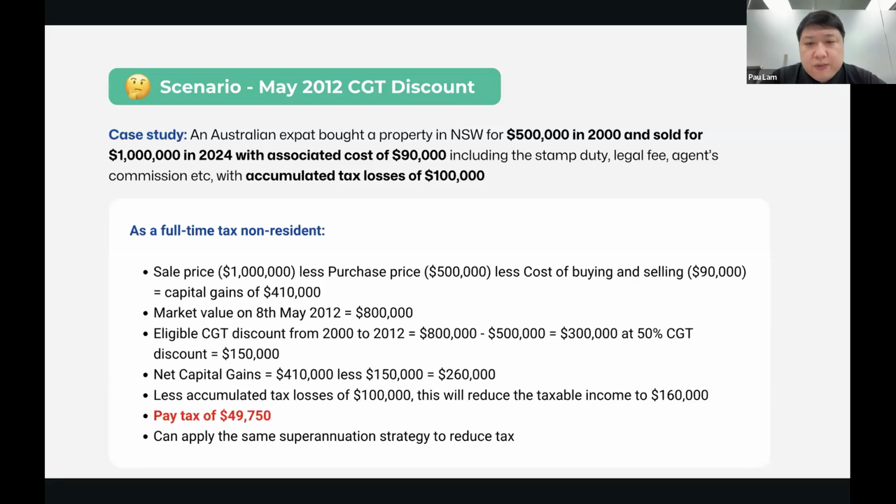So because the rule changed in May 2012, this expat should be eligible for the 50% capital gains tax discount from 2000 to 2012, and then no discount from 2012 to 2024 when he sold the property. So what we're going to look at is an apportioning method, but that probably would not give you much benefit.